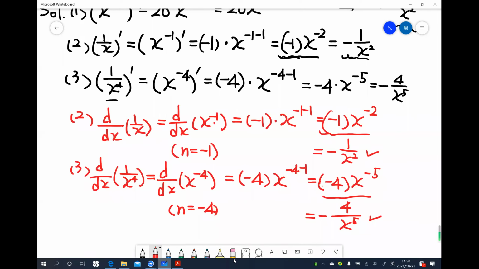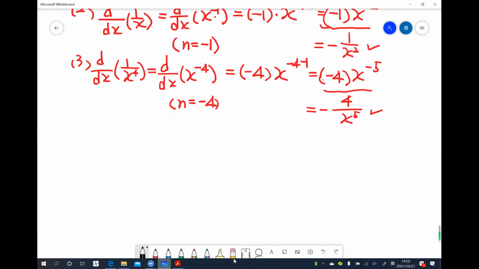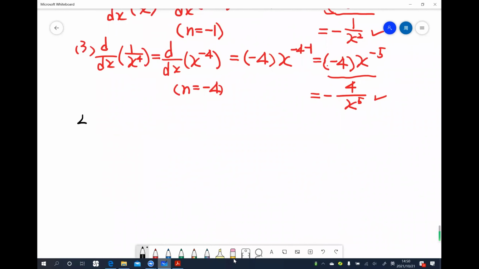Okay. The last one, number 4, that is dy by dx. Here y equals 5 power x. So we use the formula here, d of a power x by dx equals what? Can you remember that?